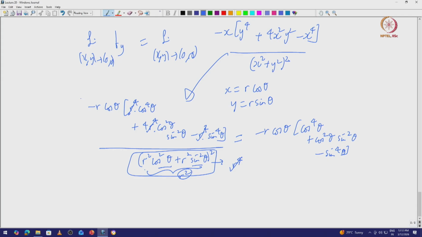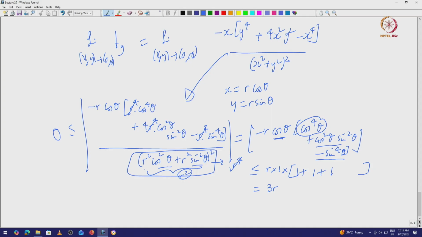So mod of this equals the mod of this. Mod is of course larger than 0. This is less than r, the mod of cos theta is less than 1, plus the triangle inequality, right? The mod of cos raised to 4 theta is less than 1. This is certainly less than 1. This is also less than 1 for sure. So this is less than 3r, which is equal to 3 times square root of x square plus y square. This goes to 0 as (x,y) goes to (0,0).